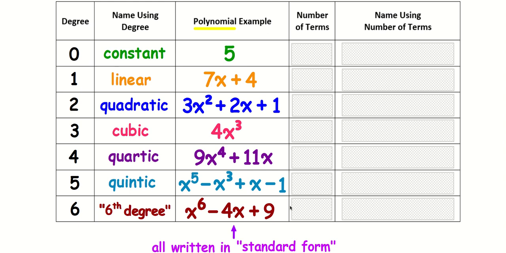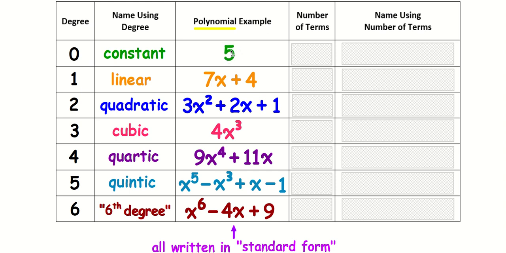So pause the video if you need to play a little catch up here, writing this stuff down, copying this stuff down. But I'm going to now switch to other terms that are based on the number of terms in a polynomial. So you can describe a polynomial by its degree, all of these words: constant, linear, quadratic, cubic, and so forth. There's also vocabulary words that are based on the number of terms.